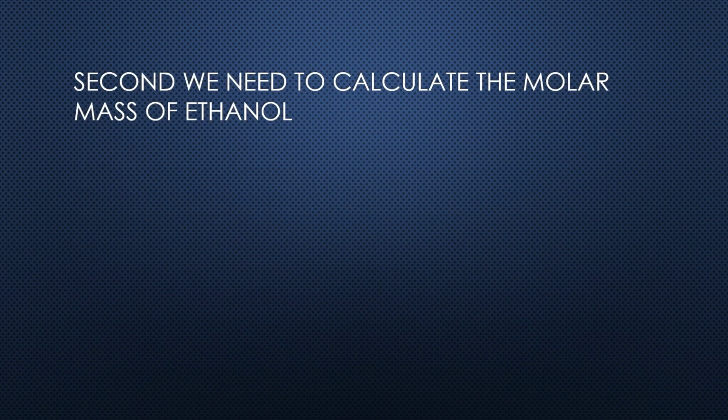The second step is to calculate the molar mass of ethanol. The ethanol is composed of 2 atoms of carbon, 2 times 12, 5 atoms of hydrogen, 5 times 1, 1 atom of oxygen, 16, and 1 atom of hydrogen, 1. So the result will be 46 gram per mole.